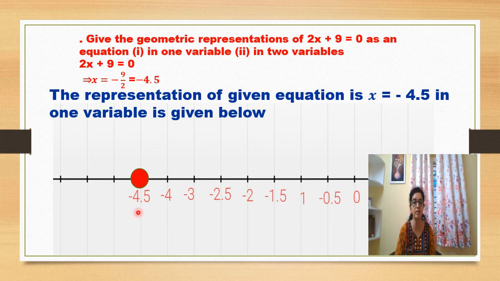Don't forget the minus symbol. Why did we get this minus symbol? As we transposed plus 9 to the RHS, we got minus 9. And this minus symbol is represented over here by the negative number minus 4.5, which lies on the left side of the number line.